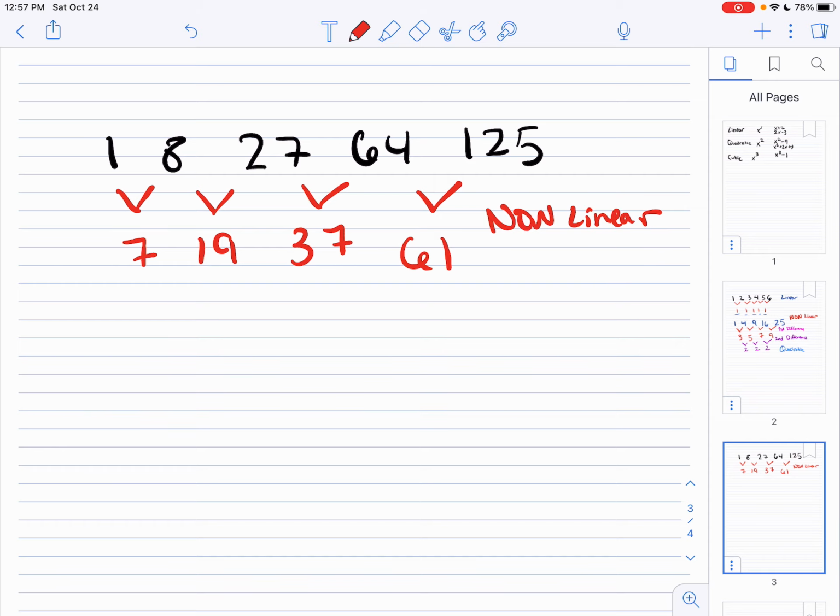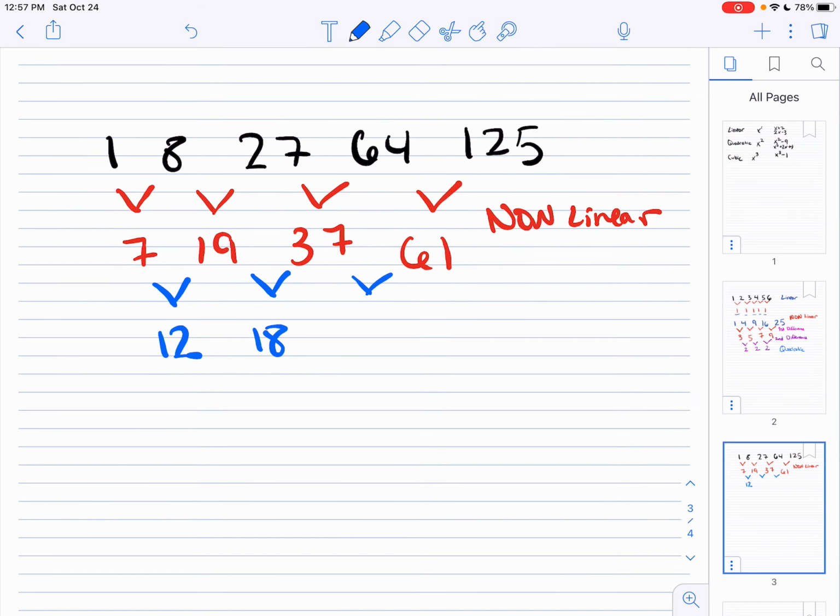All right, let's take our second difference to see if it's a quadratic. So we're going to take our differences again. 19 minus 7 is 12. 37 minus 19 is 18. And 61 minus 37 is 24. Okay, so once again, these numbers do not match up, so it's non-quadratic either.